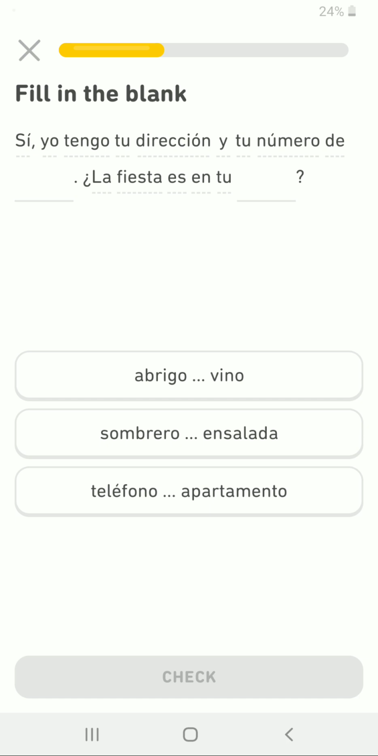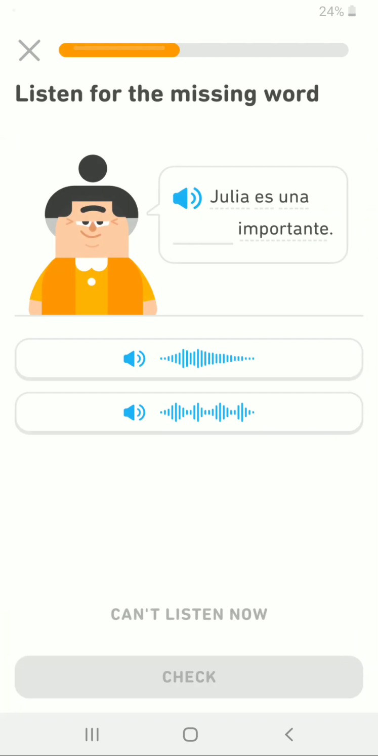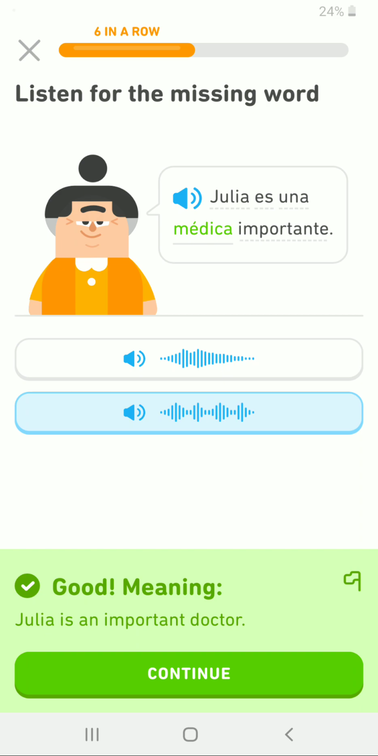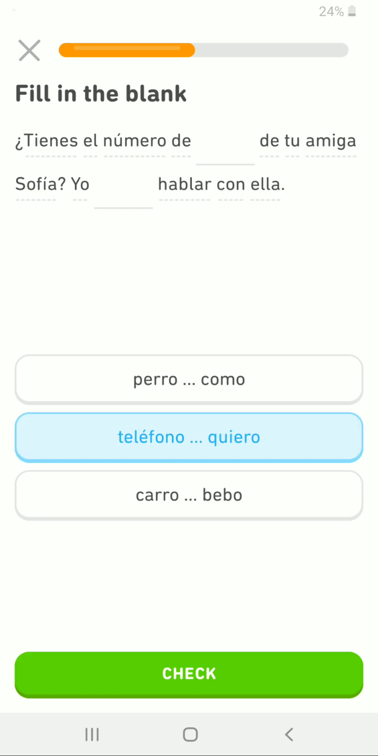Sí, yo tengo tu dirección. Dirección is your address. So, tu dirección, your address. Y tu número de teléfono. Y la fiesta es en tu apartamento. Julia es una médica importante. Médica, it's a doctor. ¿Tienes el número de teléfono de tu amiga Sofía? Yo quiero hablar con ella.